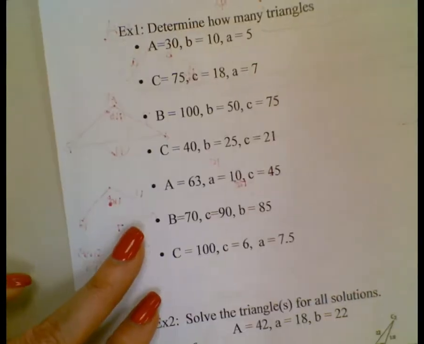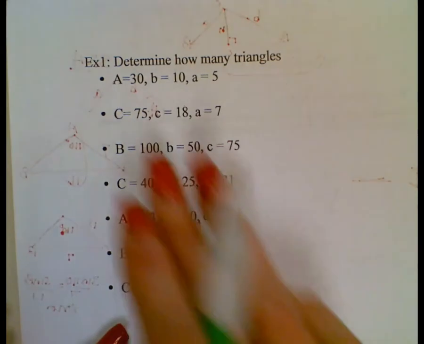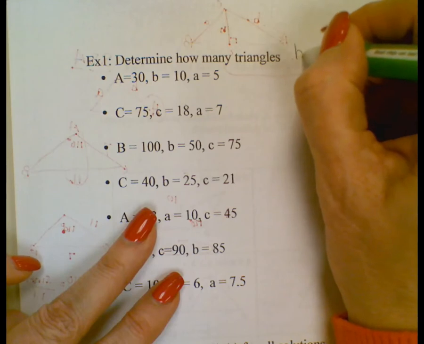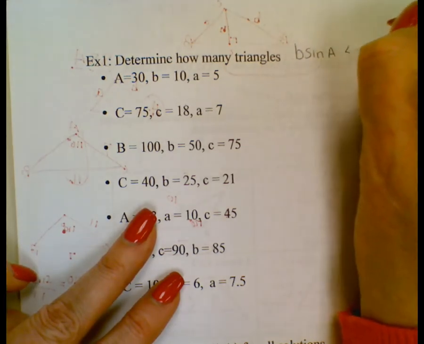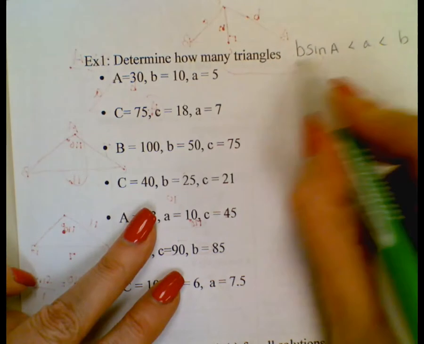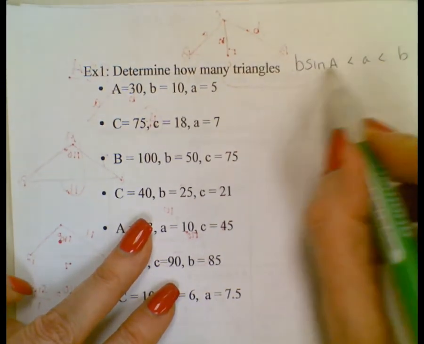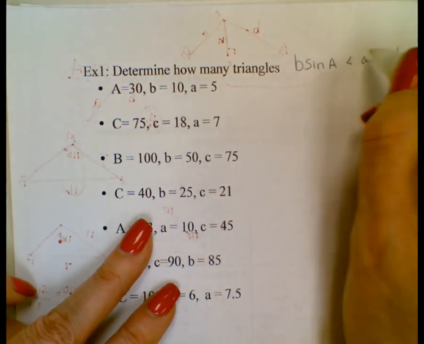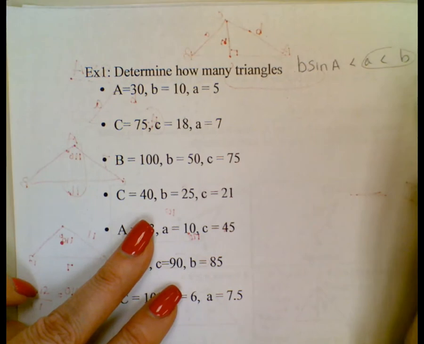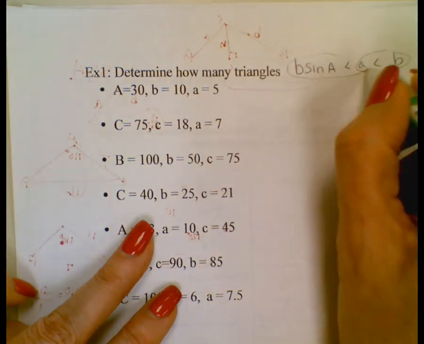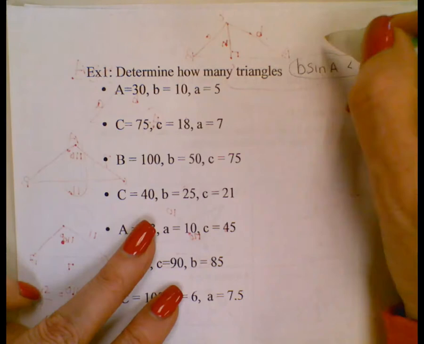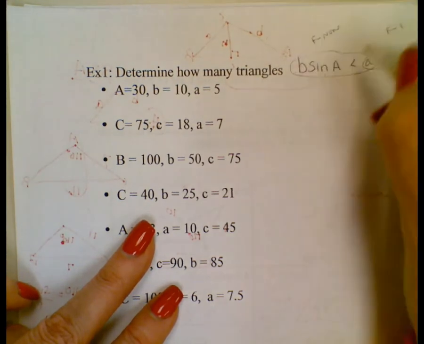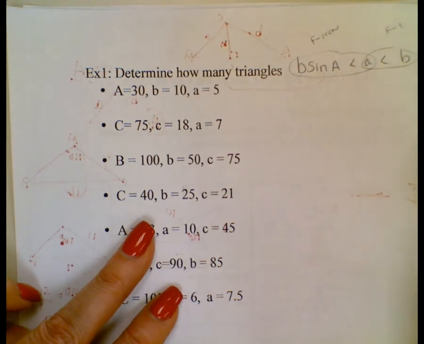Okay, so we're going to do this thing right here. Ignore the red triangles from my other side. We're going to determine how many triangles, and we're going to do it all by using this little conjunction from the other side. Notice the B's are on the outside, A's in the middle, and then sine A always goes with the first one. If all this is true, there's two triangles. If this is false, there's one. If this is false, there's none. False, none. False, one. All true, two.